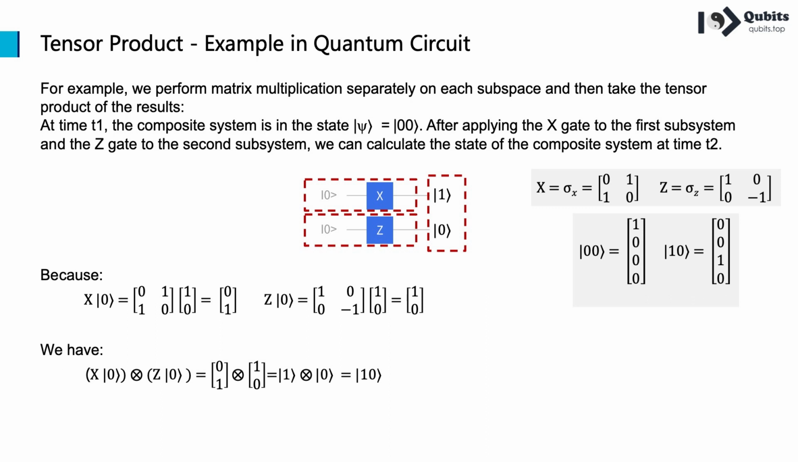We then calculate the state of the composite system at time t2 using matrix multiplication and find it to be ket 10, which is consistent with the result obtained by the overall calculation. This shows that matrix multiplication in different subspaces followed by taking the tensor product of the results is equivalent to performing the tensor product of the matrices in the different subspaces directly.